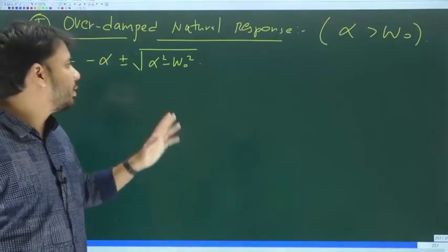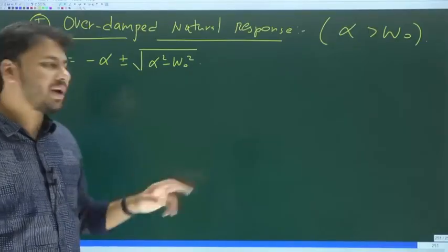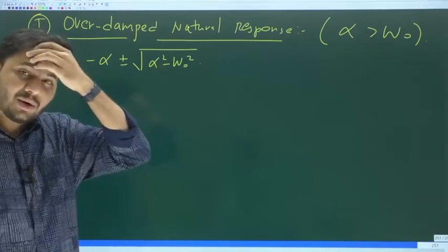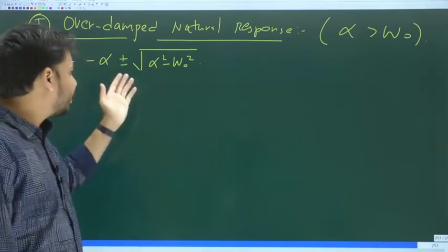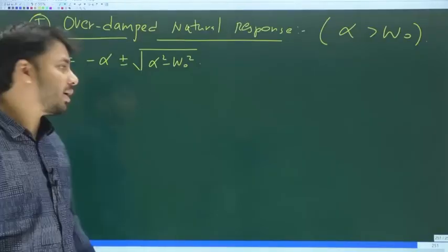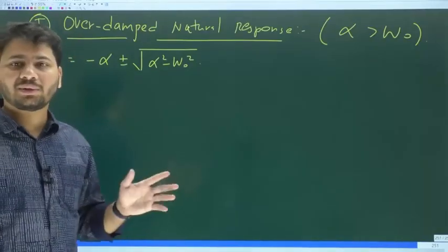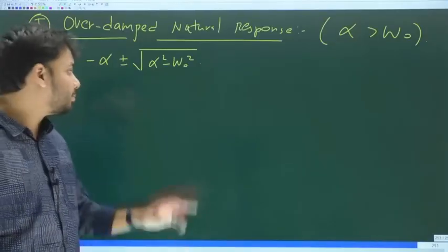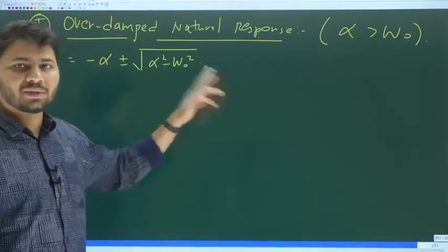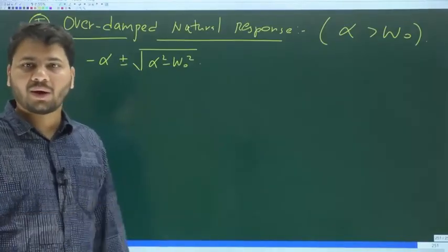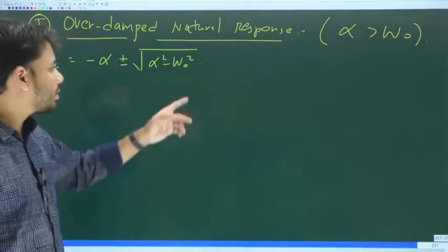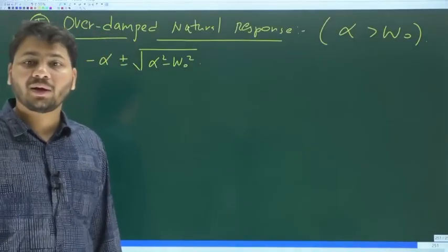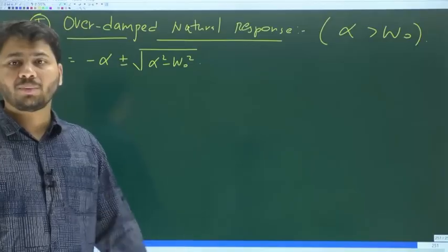You understood? So when alpha is greater than omega naught, the determinant alpha square minus omega naught square is going to be positive. Square root of anything positive will be real. Alpha is 1 by 2RC, minus alpha is minus 1 by 2RC, that is also real. Real plus or minus real will also be a real number. So when alpha is greater than omega naught, the two poles are going to be negative real.